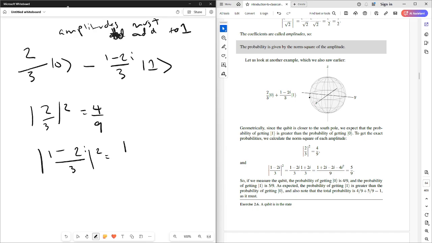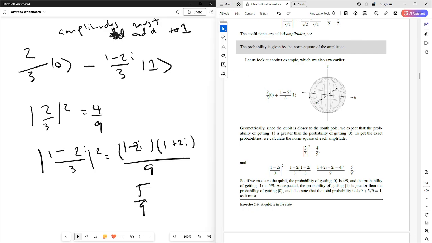So norm square is simply the complex number times the complex conjugate. We wind up canceling a bunch of stuff out here. The i's get squared into 1s, and we wind up with 5/9. And 4/9, 5/9, 9/9. Perfect.